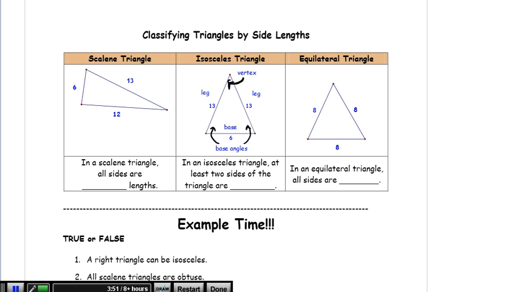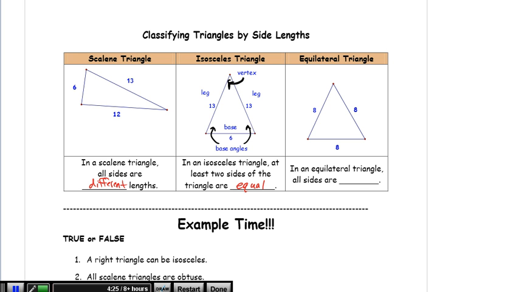We've talked about angles. We can also classify triangles by side lengths. We have scalene, isosceles, and equilateral. In a scalene triangle, all sides are different lengths. We have 6, 12, and 13, all different lengths. In an isosceles triangle, at least two sides of the triangle are equal. At least, so it could be 3. An isosceles is actually part of an equilateral triangle.